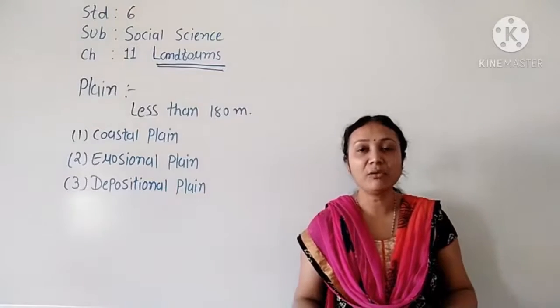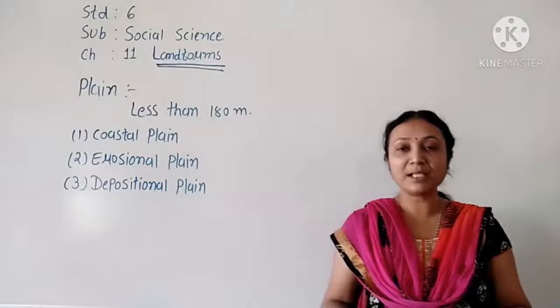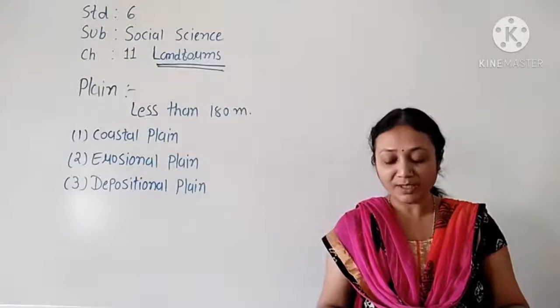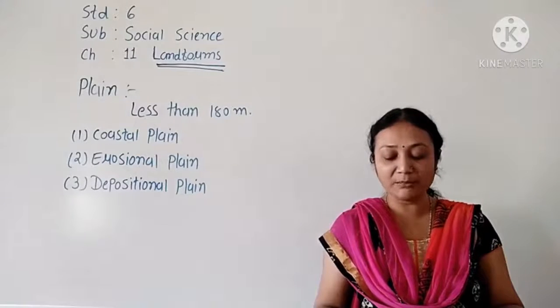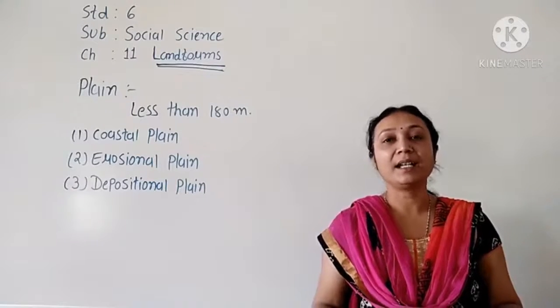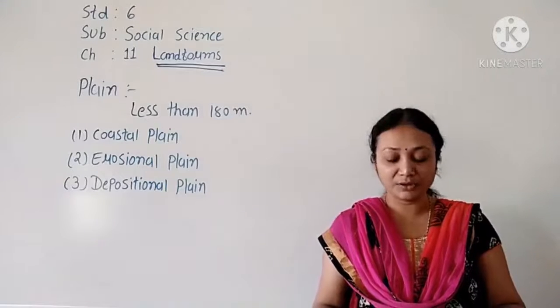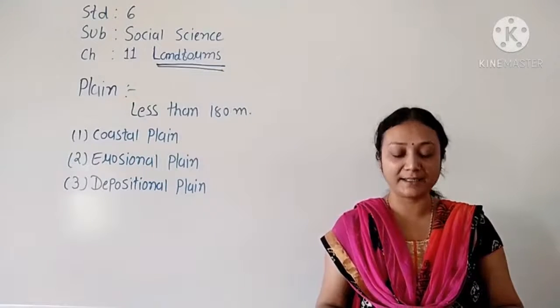Glacier. So what is a glacier? Glacier means himnadi, which is known as a slowly moving mass of ice. It is formed from ice, so that is why it is known as the glacier.